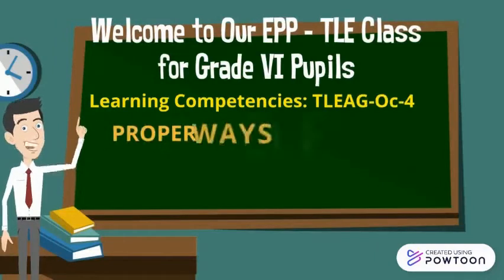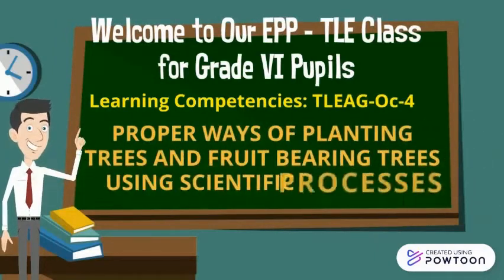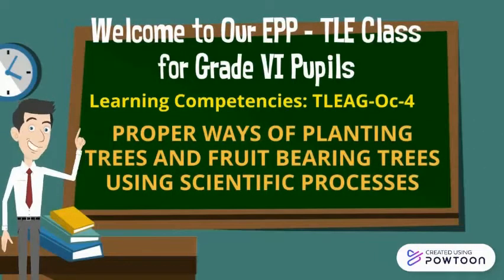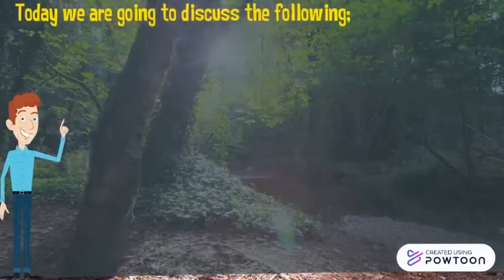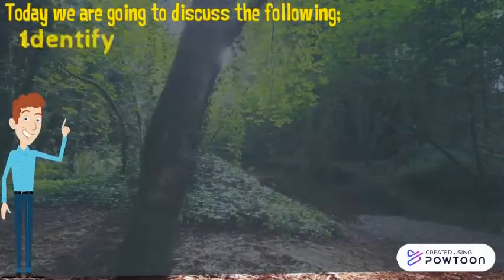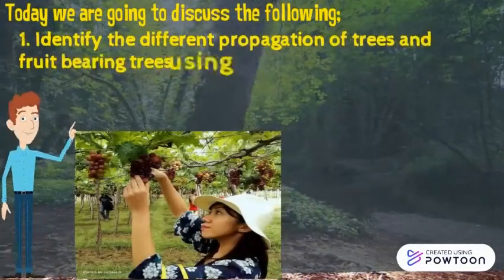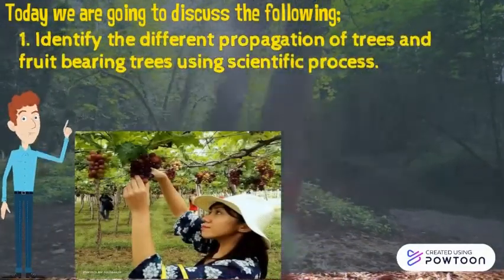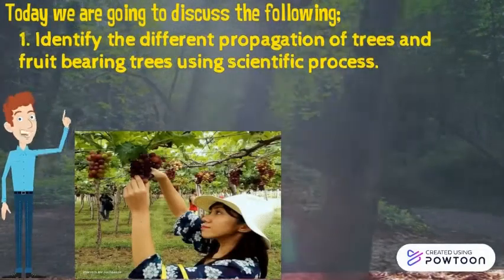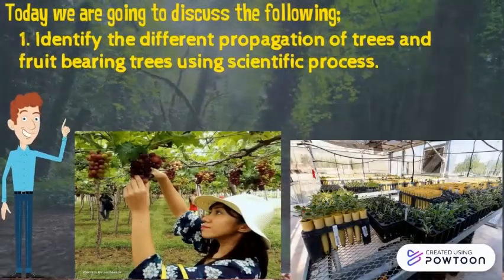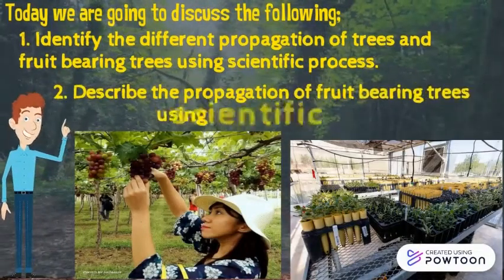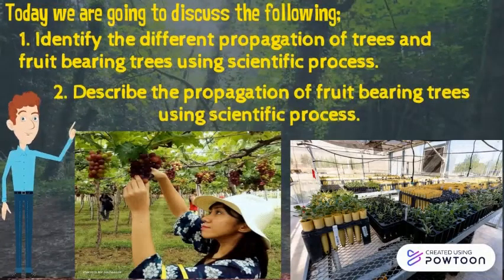Today, we're going to discuss proper ways of planting trees and fruit-bearing trees using scientific process. Today, we're going to discuss the following. Number 1. Identify the different propagation of trees and fruit-bearing trees using scientific process. Number 2. Describe the propagation of fruit-bearing trees using scientific process.